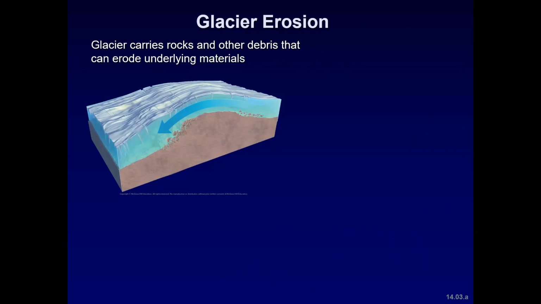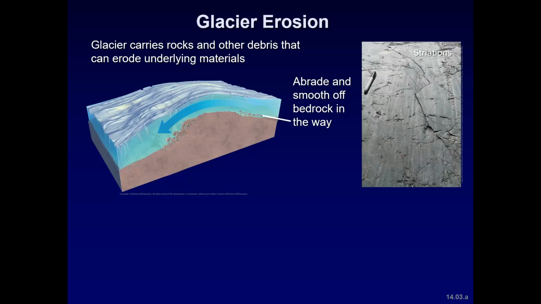Okay, so erosion due to a glacier. I've talked about all the sediments that can be associated with a glacier, but they get these sediments because they carry rocks and other debris with them that can erode underlying materials like bedrock. They can abrade and smooth off bedrock that's in their way. Be very destructive, I guess.